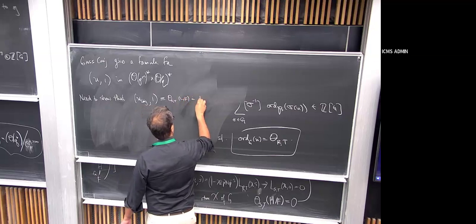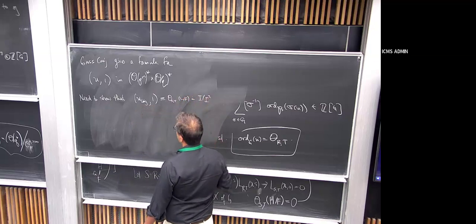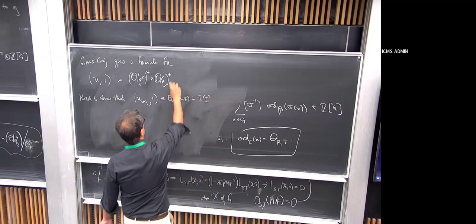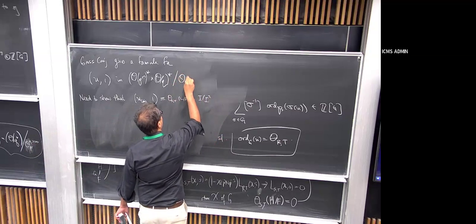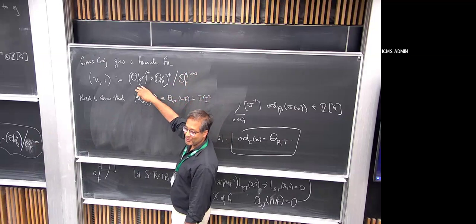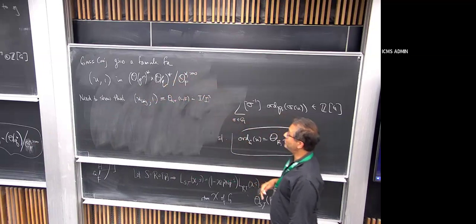Do you not want to mod out by global units there? Gross's conjecture to this first line. Oh, thank you. Sorry. Of course, yes. That's sort of the point. It doesn't give you a formula in here, otherwise you'd be done. It gives you a formula in the quotient thing, right?